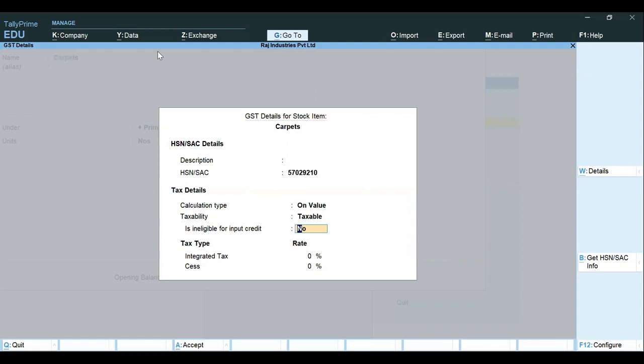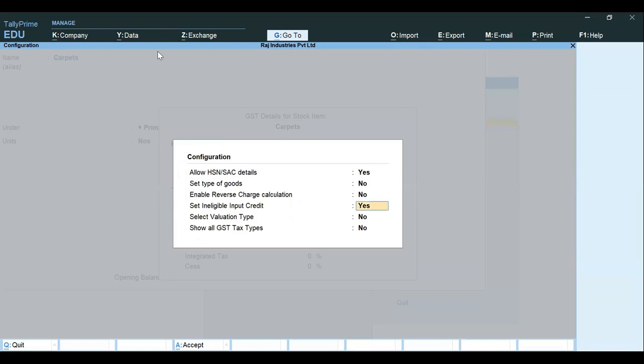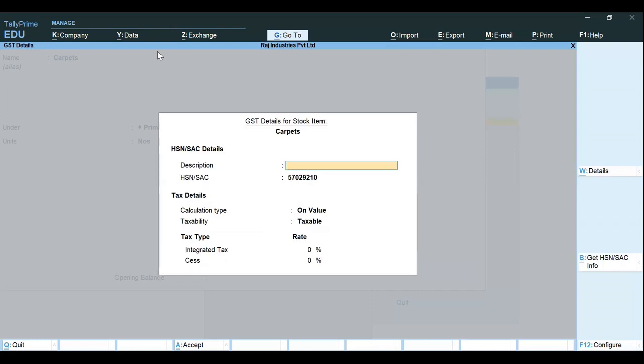Now, is ineligible for input credit? No, I do not require this option. So I can click on F12 and just say no to this particular detail. In that case, the detail will not be showing on the screen. I can go ahead. The rate is 5%.